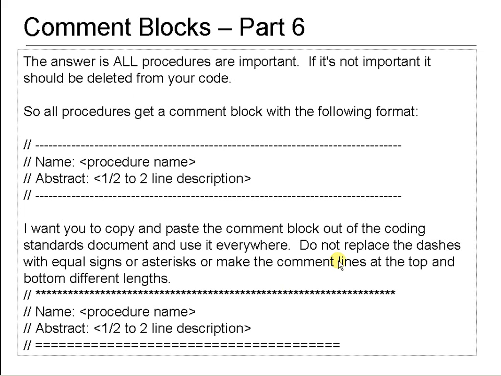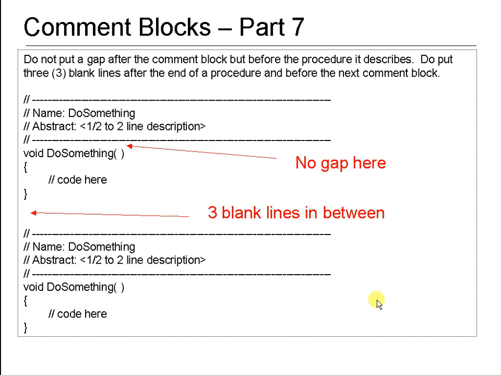Now I want you to copy and paste the comment block out of the coding standards document and use it everywhere. Now don't replace the dashes with equal signs or asterisks like I've done here and here, or make the comment lines longer or have different lengths like here and here. Notice this one ends here and this one goes on here. Because when you do that, basically what you told your manager is, hey, I don't like the comment blocks you're providing and the rest of the team is using. So instead of me adapting to you people, all of you are going to have to adapt to me. Now, in a war between you and your boss, who's going to win? Yeah, that's right.